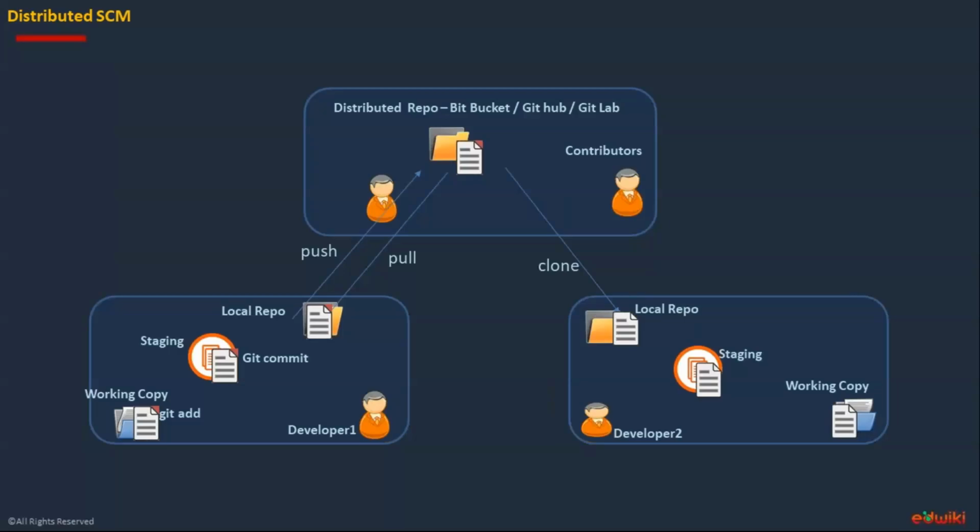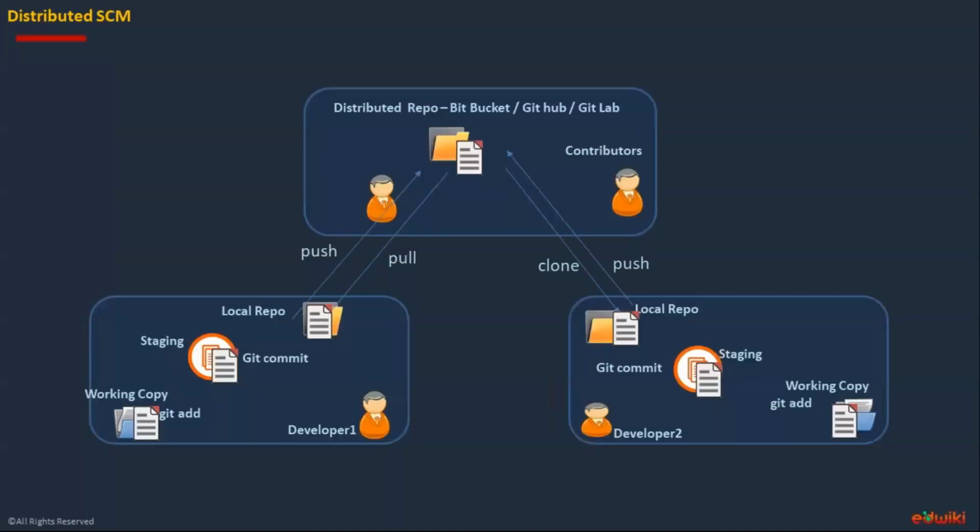Then developer two will get to know what the content is. Developer two will make some changes to that copy if he wants to, on top of developer one's changes. And again, he commits the changes to the local repository, right? And then the changes will be put back to the Bitbucket repository by running the push command.